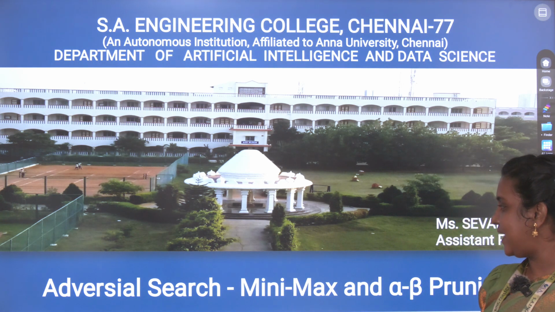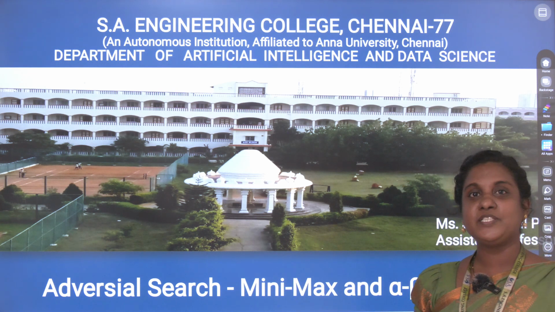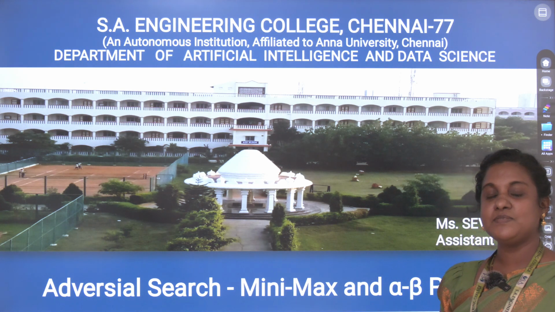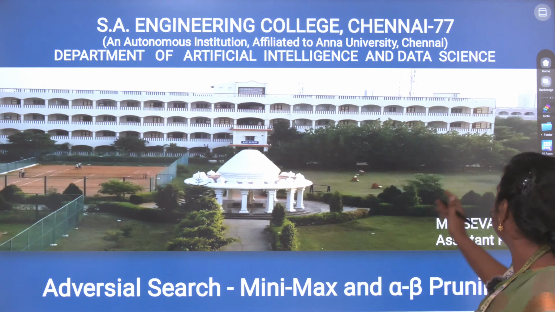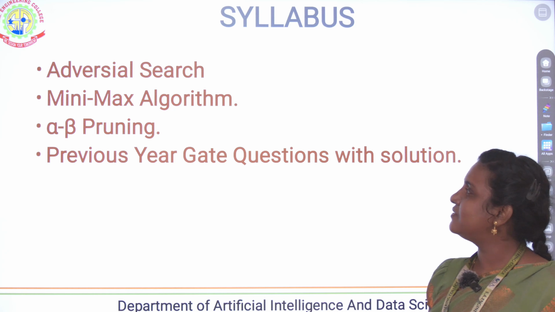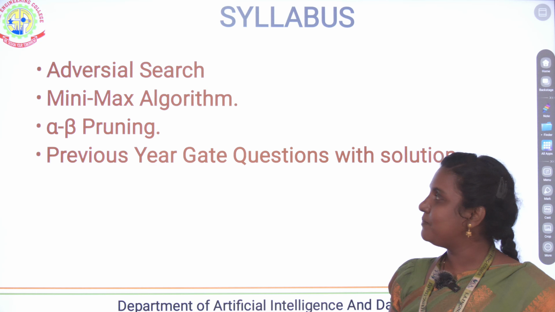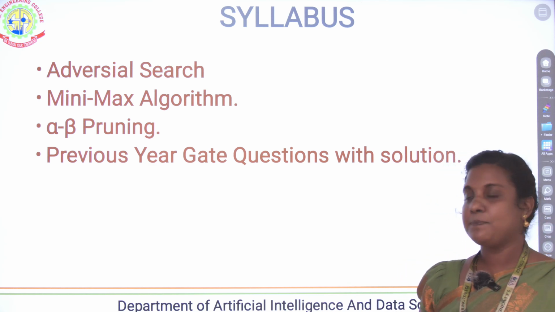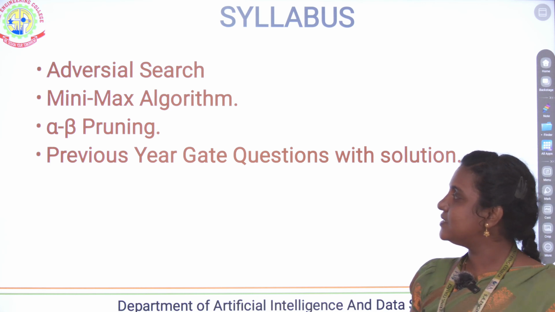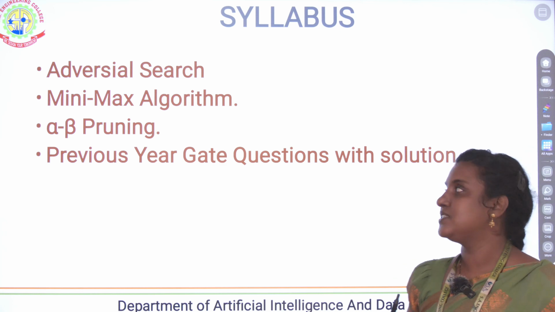Today I am going to take adversarial search. This topic is very important when it comes to game theory. In this we will see two important algorithms, minimax and alpha beta pruning. In this particular lecture, I am going to cover the basic concepts of adversarial search and the minimax algorithm with an example, alpha beta pruning with an example, and the last thing I am going to cover is GATE questions along with the solutions.